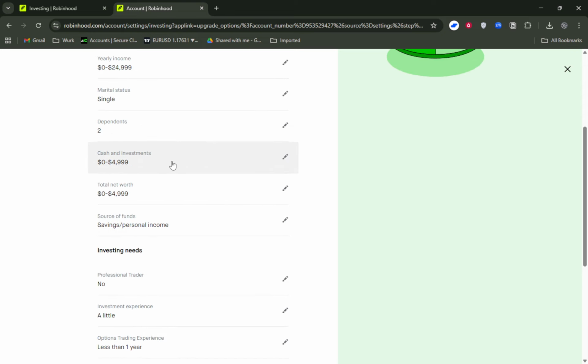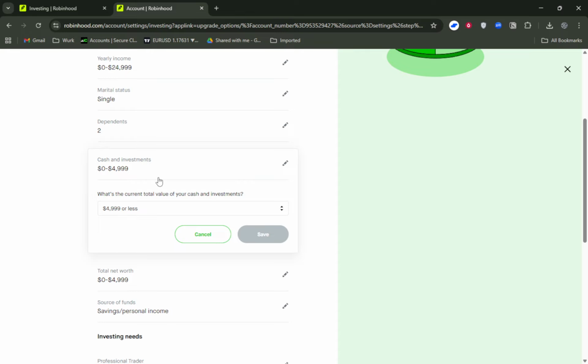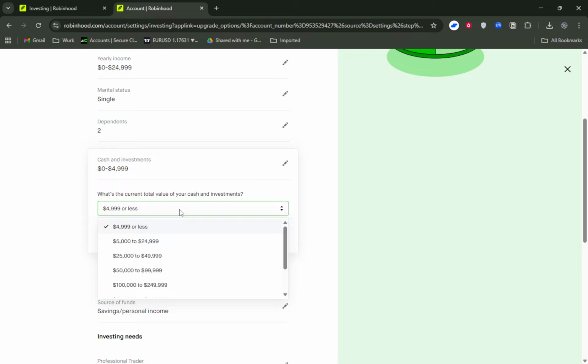Next, they assess your financial situation. You'll share your income, net worth, and liquid assets. Liquid assets are funds you can access quickly, like cash or short-term investments. This isn't about judging you. It's about confirming you can handle potential losses, since options can move quickly and dramatically.